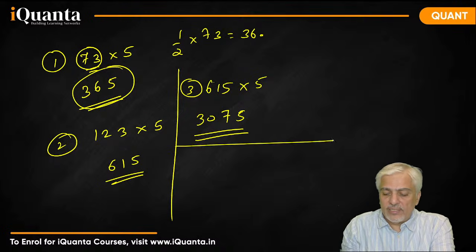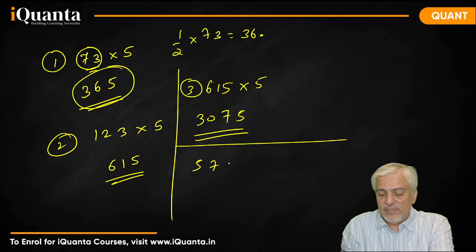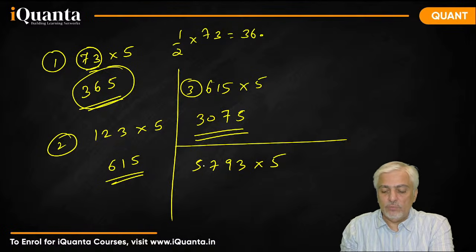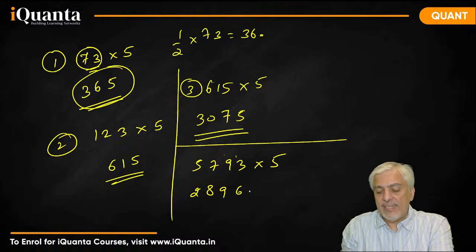If you want one more, we can do one more. 5793 multiplied by 5. So 2896, and then forget the decimal, put a 5.